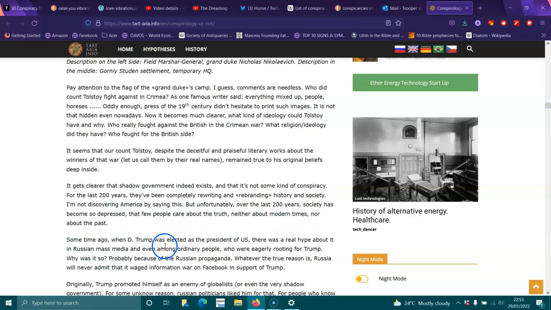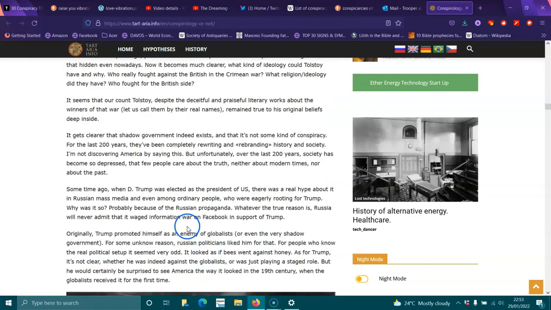Some time ago, when D. Trump was elected President of the US, there was a real hype about it in Russian mass media, even among ordinary people who were eagerly rooting for Trump. Why was it so? Probably because of Russian propaganda. Whatever the true reason, Russia will never admit that it waged an information war on Facebook in support of Trump. Originally, Trump promoted himself as an enemy of the globalists, or even of the very shadow government.